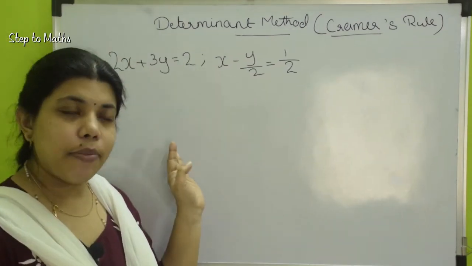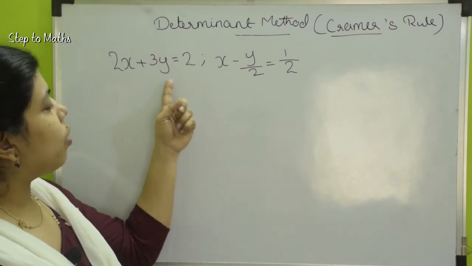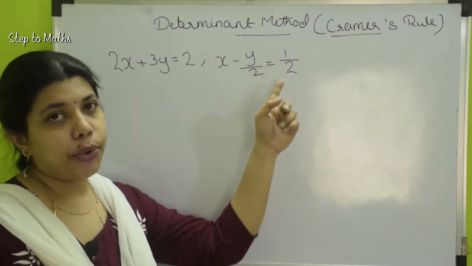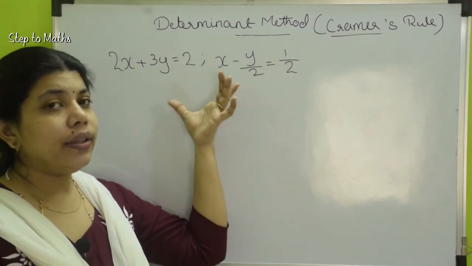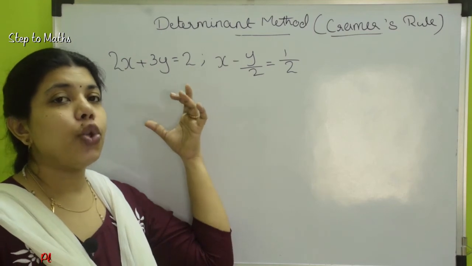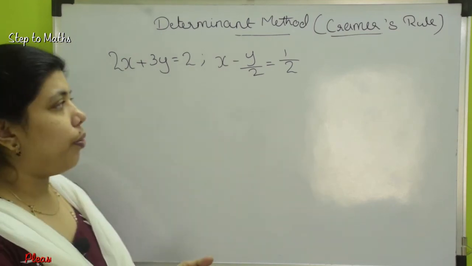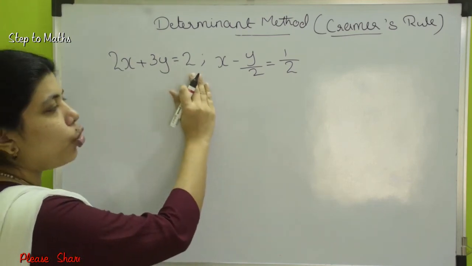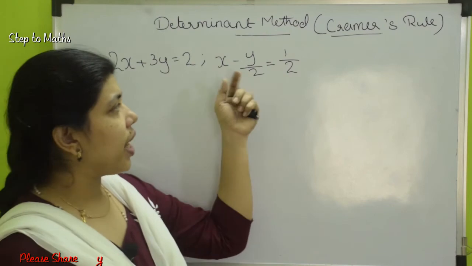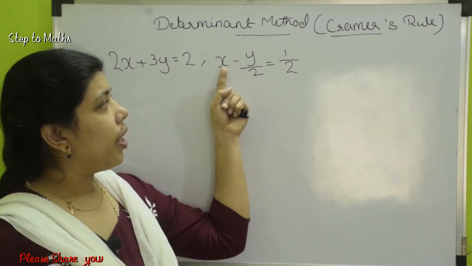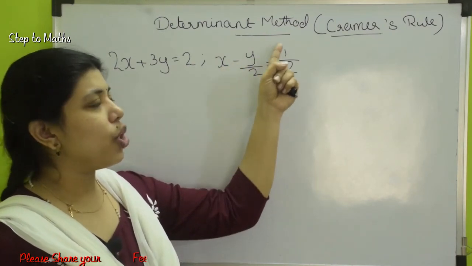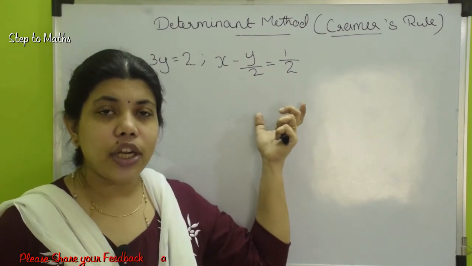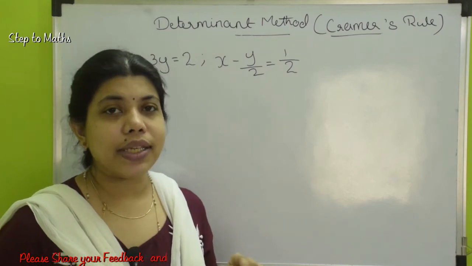Consider these simultaneous equations. 2x plus 3y is equal to 2. x minus y upon 2 is equal to 1 upon 2. Solve these simultaneous equations using Cramer's rule. The first equation, 2x plus 3y is equal to 2. Consider the second one: x minus y upon 2 is equal to 1 upon 2. First, rearrange this equation in the form of ax plus by is equal to c.